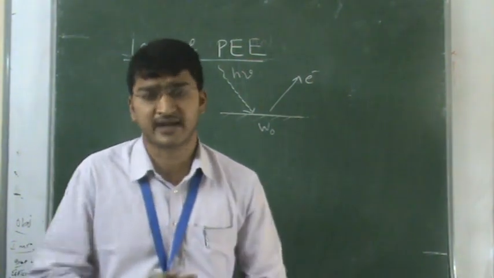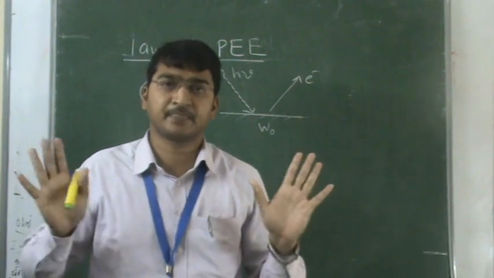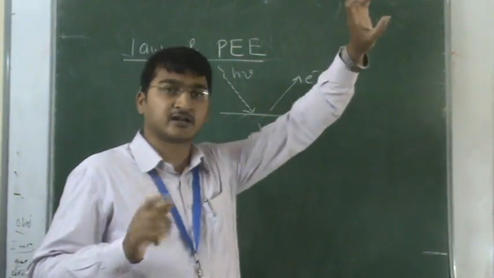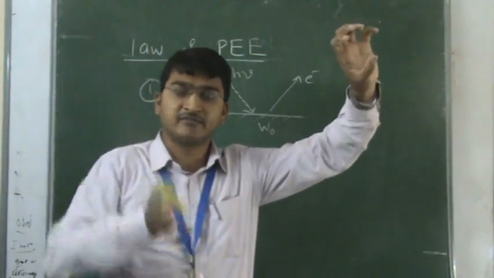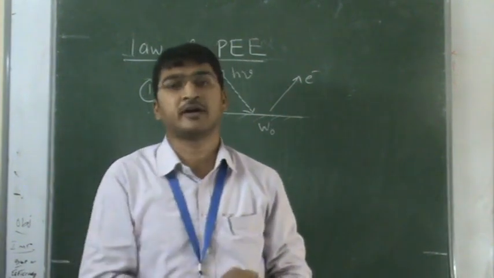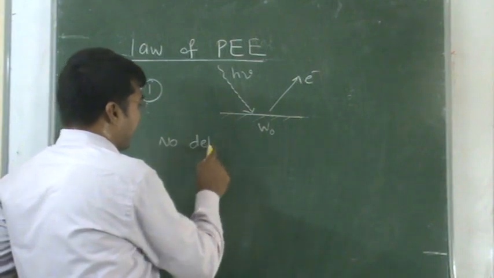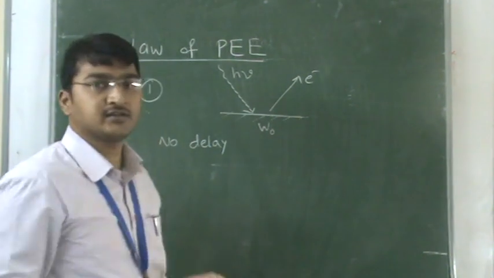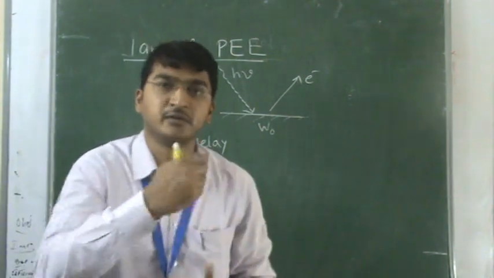That means fast action. There is no time lag or time delay of electrons from the metal surface when the light falls on it. That means if the light falls, immediately electrons will eject. So there is no time delay. That is the first point. Remember it, no delay. Make a note of it. I am writing in short form because of lack of space, but make a note of it.